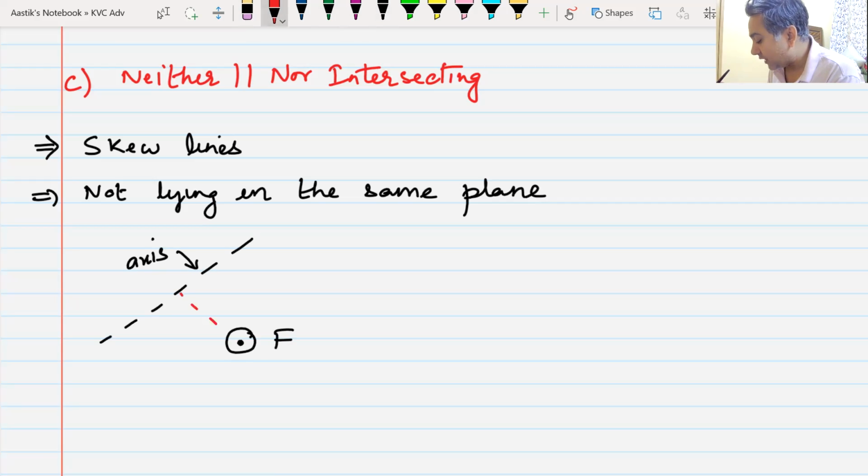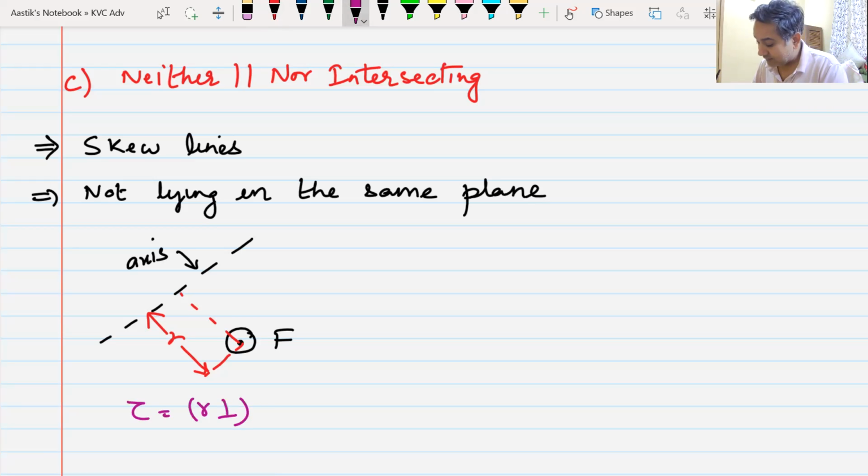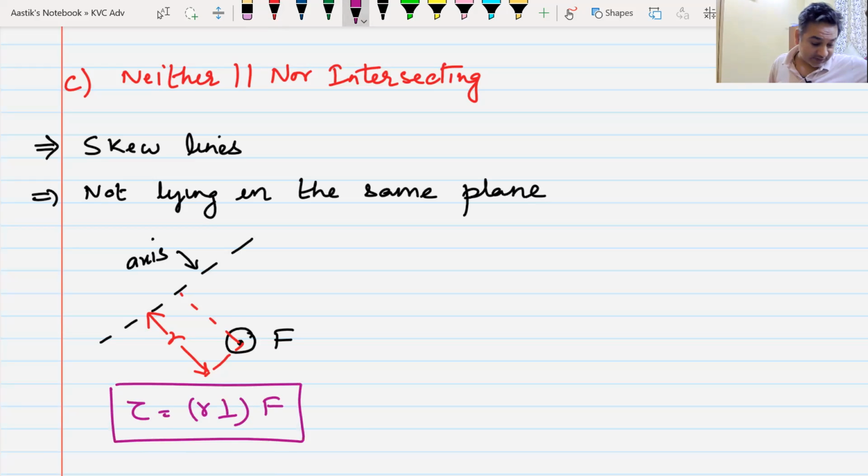What you do is find the perpendicular distance, the shortest distance between these two skew lines. And then your torque will come as R, the perpendicular distance between the two skew lines, multiplied by F. Do we understand this, or has this gone above our head saying bye bye? We understand. This is the only way a force can produce a torque, by skew lines.